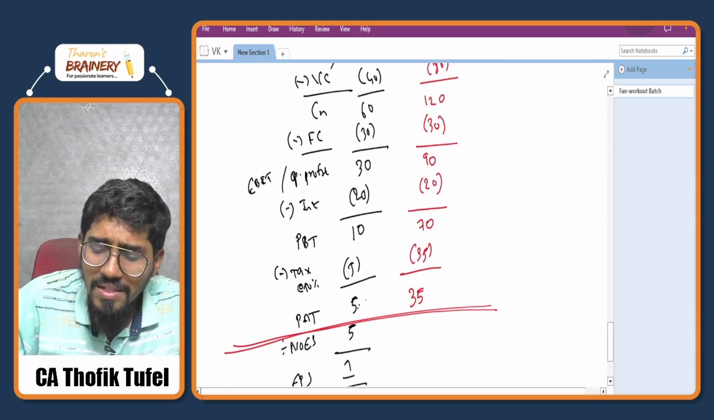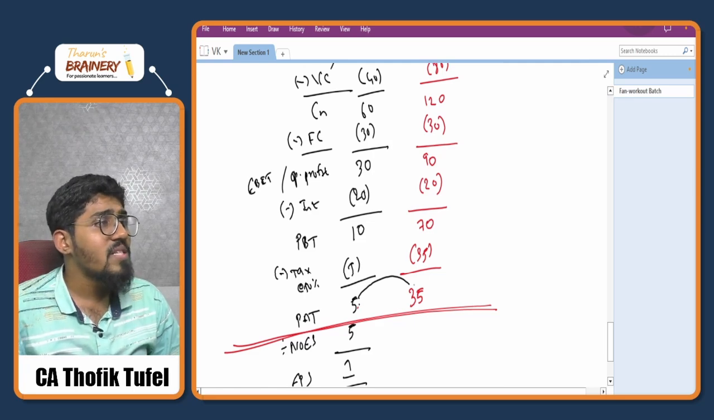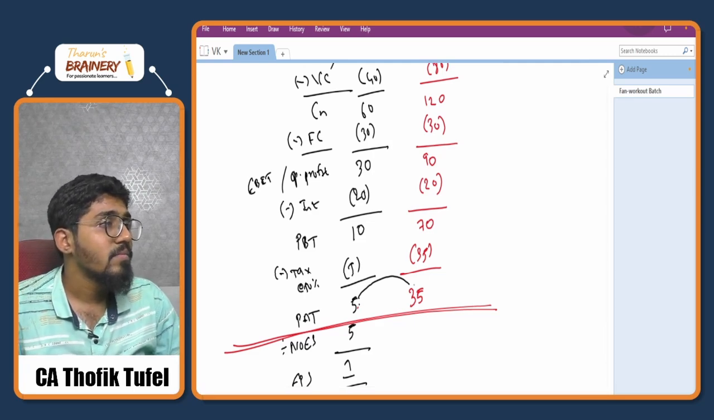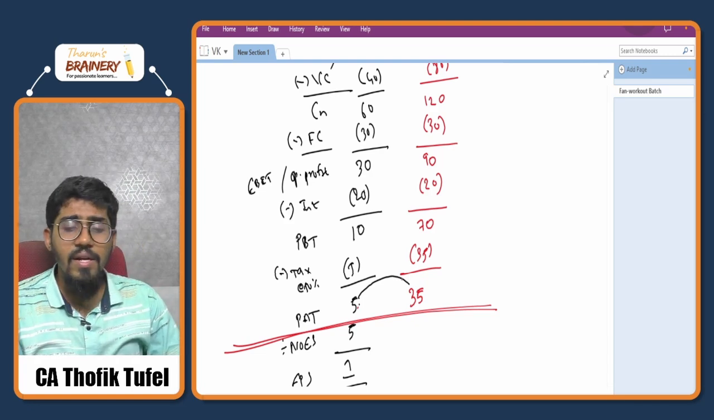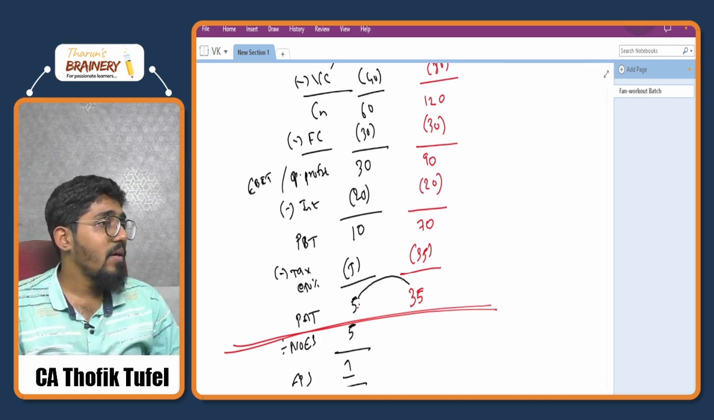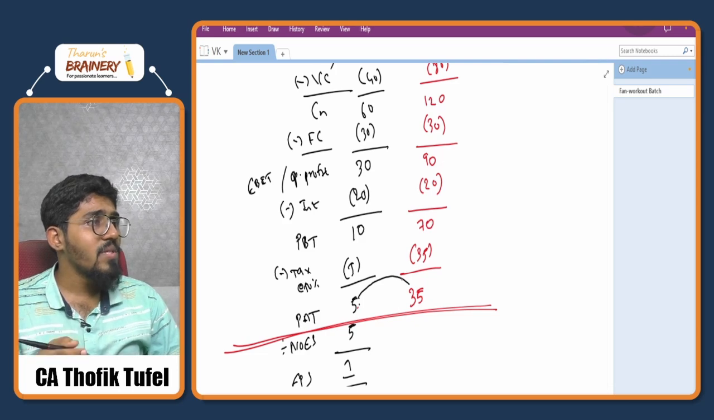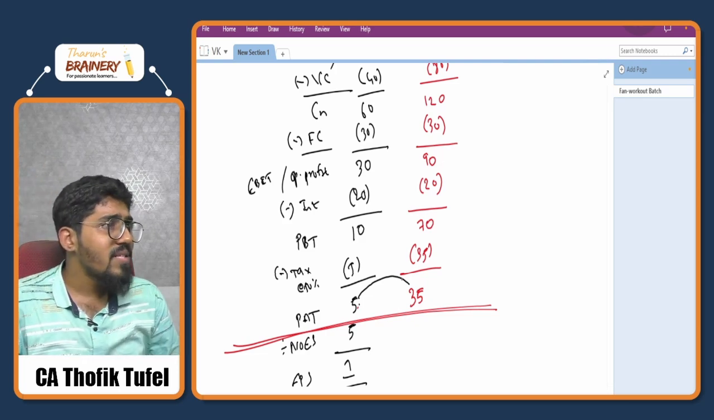Now, how much percentage increase is there in profit? Calculate and tell me. Profit is increased by how much percentage? Is profit increasing by 100%? Then with 10 rupees profit, 5 plus 100% should be 10 rupees. How much percentage increase? 5 is becoming 35. Now what is the percentage?